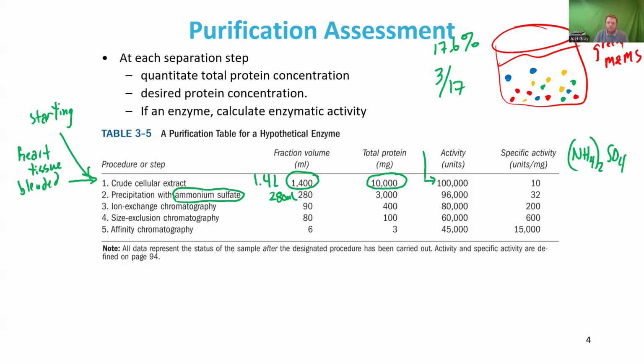Our total protein, 10,000 milligrams down to 3,000 milligrams. We got rid of about 70% of our protein. And whenever I say our protein, I mean the total amount of protein. What about our enzyme? We went from 100,000 units of enzyme activity down to 96,000 units of enzyme activity. Answer this question: did we lose some of our enzyme, Y or N?